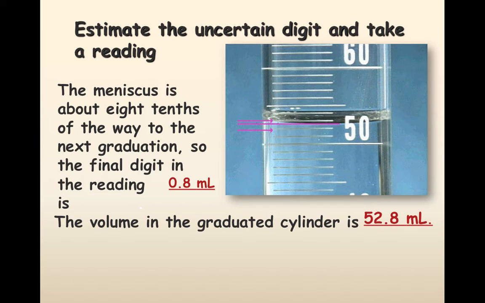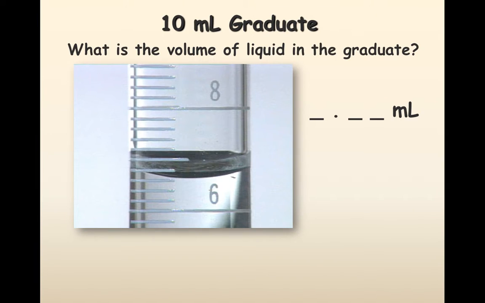If you said 52.7, we probably could live with that. It is an estimate. We look at this one. In this case, every division represents 0.2 milliliters. So we can see we're between 6 and 7 milliliters. And so we go 6.2, 6.4, 6.6. So we see we're between 6.6 and 6.8. And so we're going to take that lower number, 6.6.